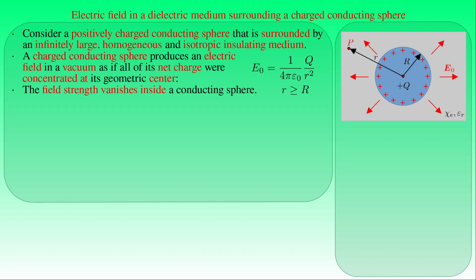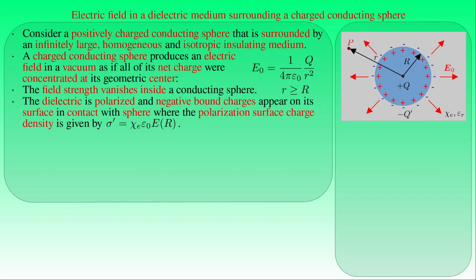Under the influence of the field of the charged sphere, the dielectric is polarized and the bound charges Q' appear with the opposite sign to Q over its surface in contact with the sphere, which can be described by the polarization surface charge density sigma prime. The latter is equal to the electric susceptibility Chi of the dielectric, times the vacuum permittivity epsilon naught, times the net electric field E over the surface of the sphere evaluated at the radius R of the sphere.